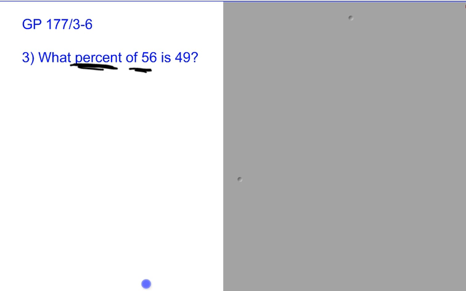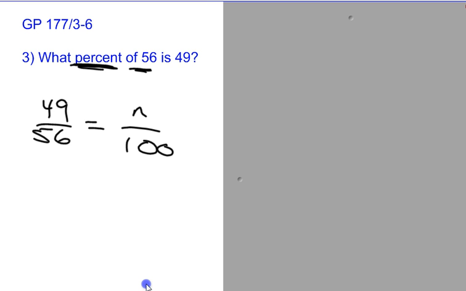Go back to your proportion and tell me, what do we know? Or what do we need to know? Either one. What part of this proportion are we looking for? And where does that go? Over 100. So we're looking for this, okay? Now tell me, where does 56 and 49 go? Which one is the base, the whole? It's actually 56. So the whole, the base goes here, and your percentage goes here, okay?